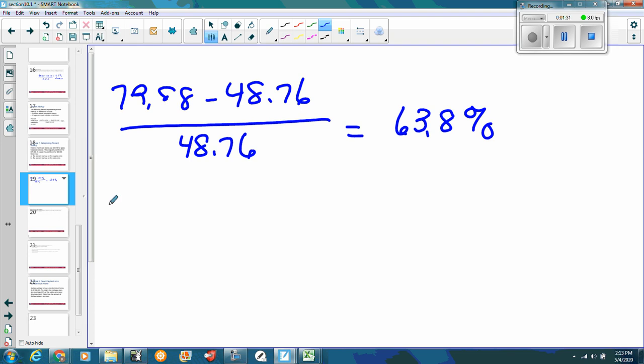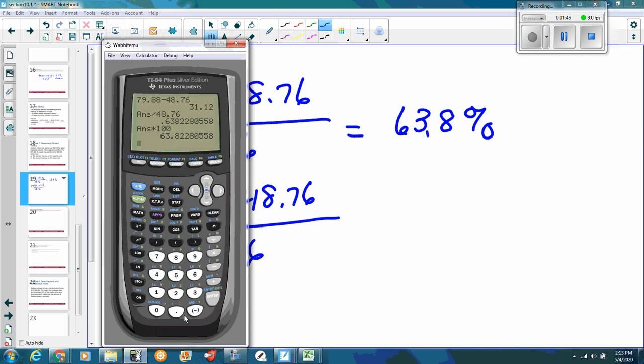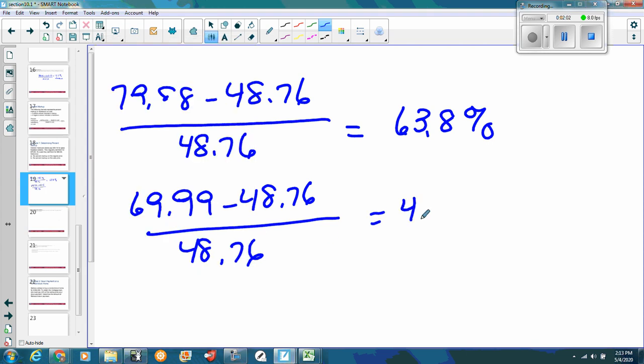Okay, so now if it was what percent for the sale price, it would be 69.99 minus 48.76 divided by 48.76. So the only difference is I'm going to put 69.99 in now. So I got 69.99 minus 48.76 divided by 48.76 times 100, and I have 43.5%. So this time it's only a 43.5% markup.